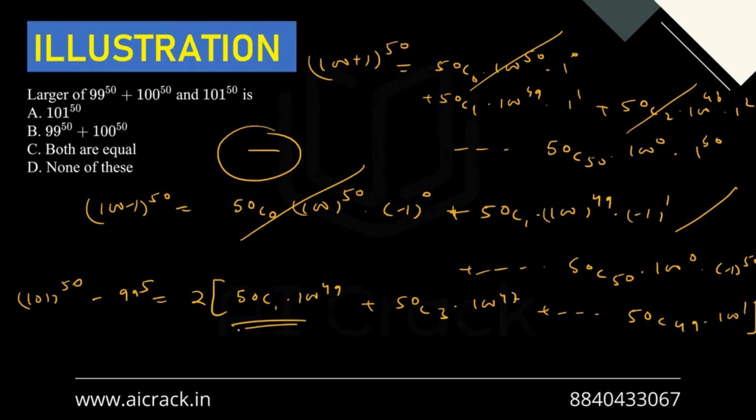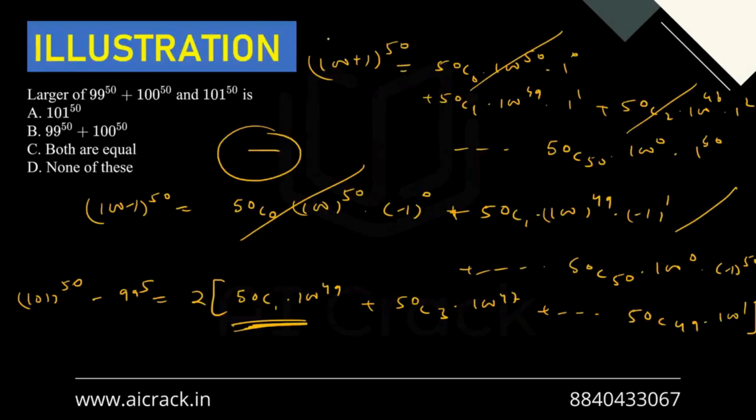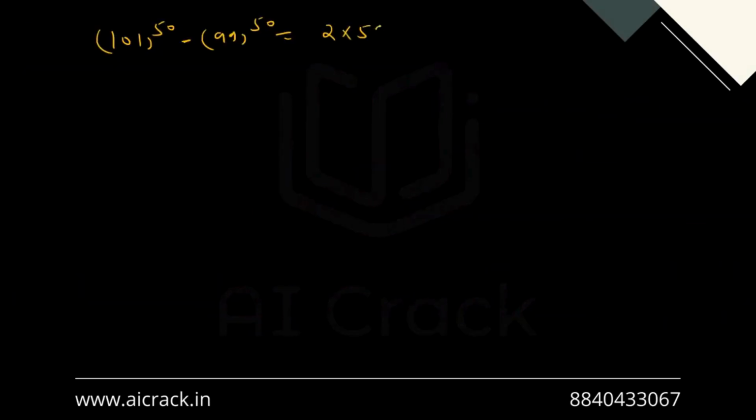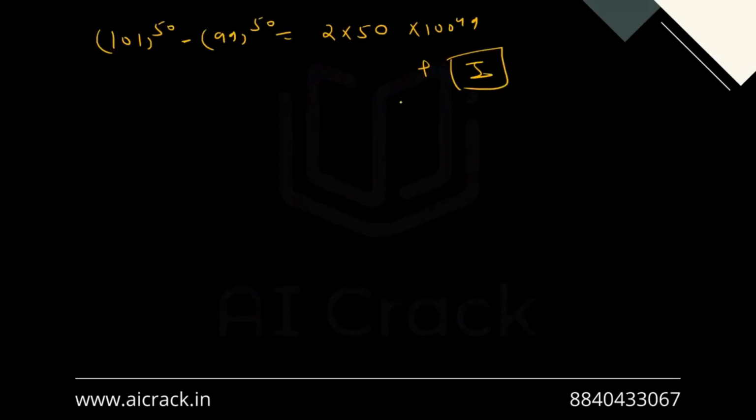Now if I just try to look at this number, let's rewrite it on a new page. 101 raised power 50 minus 99 raised power 50 equals, we're getting 2 into 50c1, which is 50, into 100 raised power 49 plus some integers, this 2 multiplied by this term plus some integers, right? You're getting this kind of thing. So 2 into 50 is 100, 100 into 100 raised power 49, that is 100 raised power 50 plus some integers. So 101 raised power 50 minus 99 raised power 50 equals this.